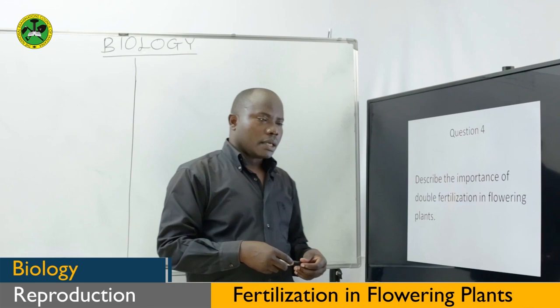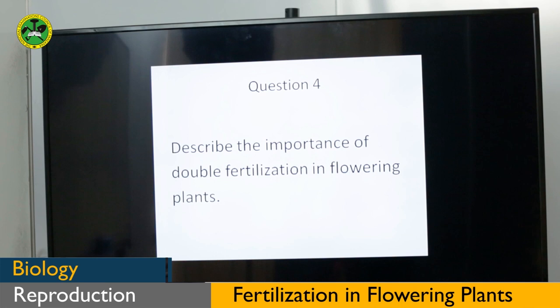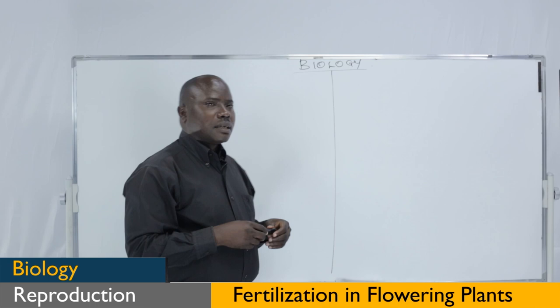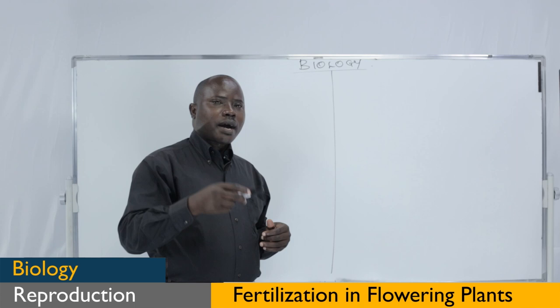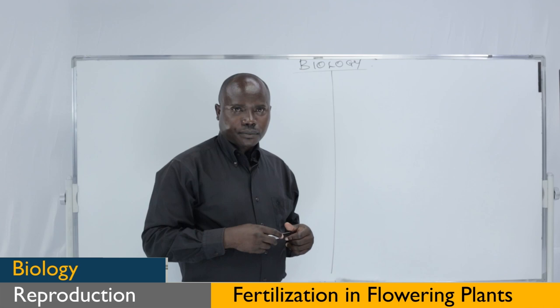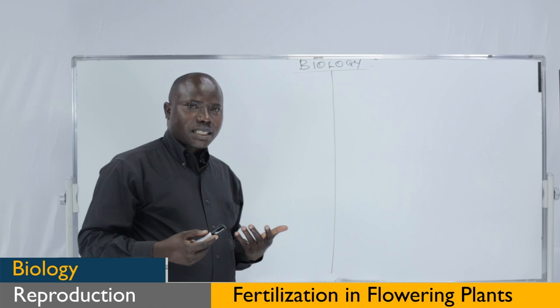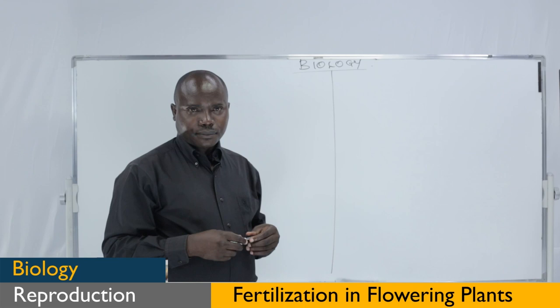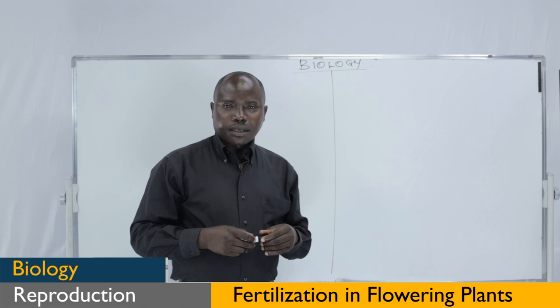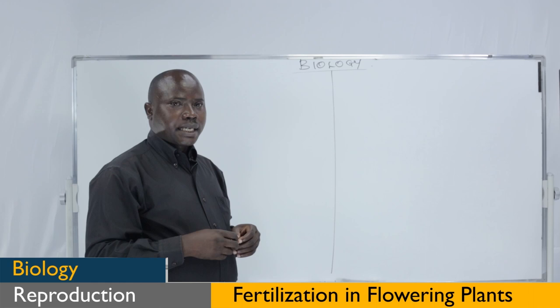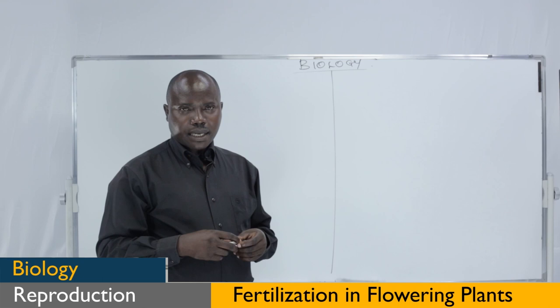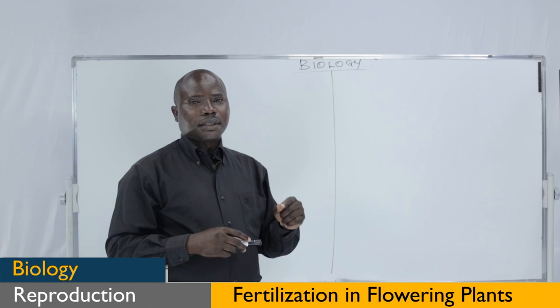Next question is question number 4. Describe the importance of double fertilization in flowering plants. Dear students, you have heard this question which requires a description of the importance of double fertilization. As we understand, double fertilization is a unique characteristic in flowering plants. And in a previous presentation, I said double fertilization is a set of fertilizations occurring in the same embryo sac, leading to formation of a diploid zygote and primary endosperm nucleus.